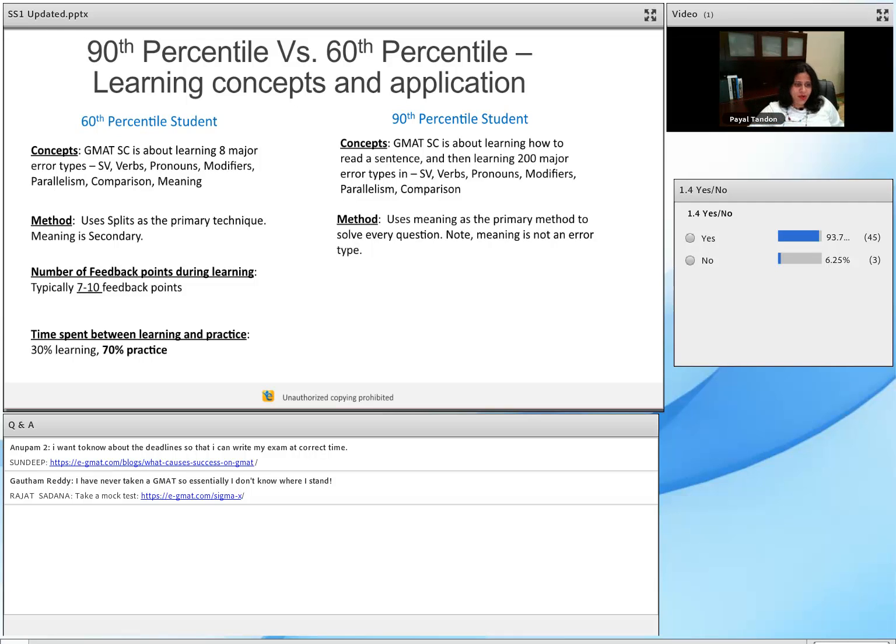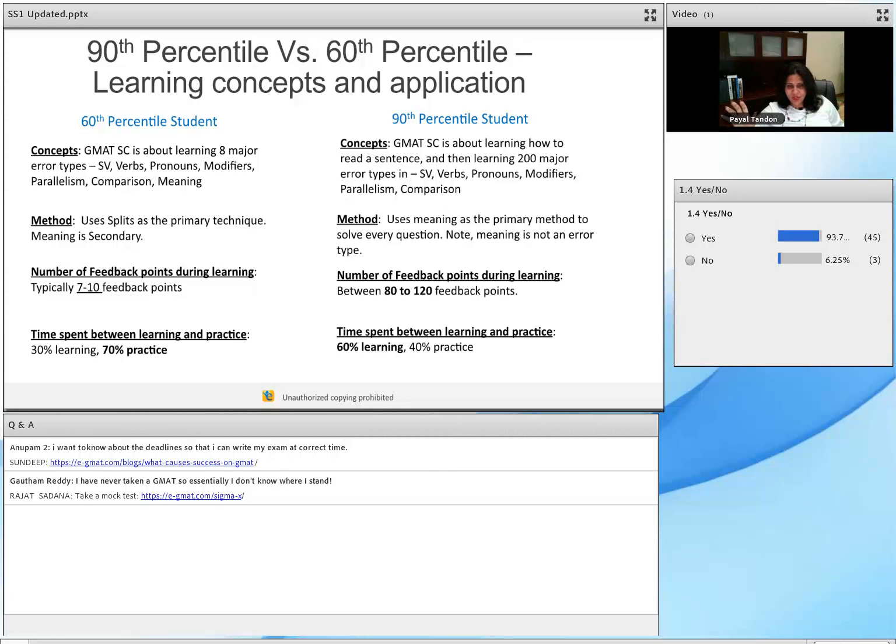Now, number of feedback points during learning. A typical 90th percentile student utilizes 80 to 120 feedback points that the e-GMAT system provides him or her with, and I'm going to talk about that as well. In terms of the time spent between learning and practice, 60% of time is spent in learning. And mind you, it's not just learning the concept, it's learning the application. And because he spends so much time learning the concepts and application upfront, when he actually needs to practice, he doesn't really need to practice a whole lot of questions, and I'm going to demonstrate that as well.